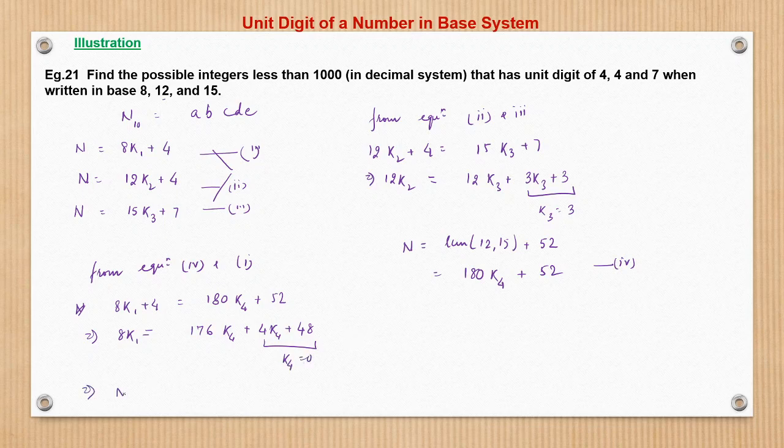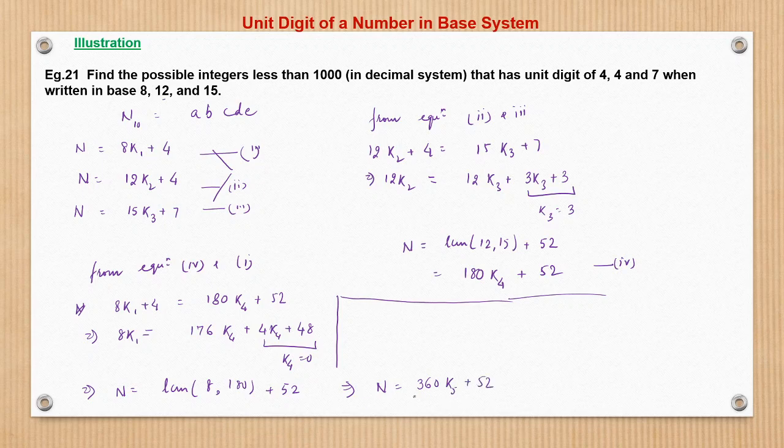So from here we can get n is LCM of 180 and 8, plus substitute k4 is equal to 0 here, it becomes 52. So basically n is of the form, I write here. So n is of the form here: LCM of 8 and 180 is how much? That I think is 360. So it becomes 360 k5 plus 52.